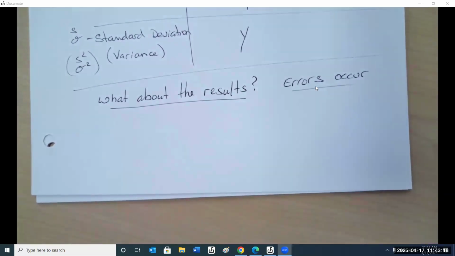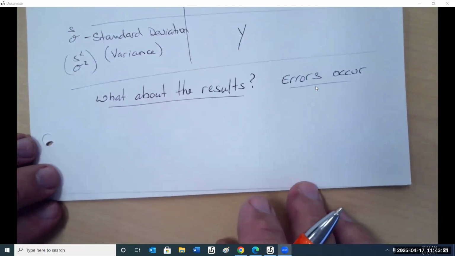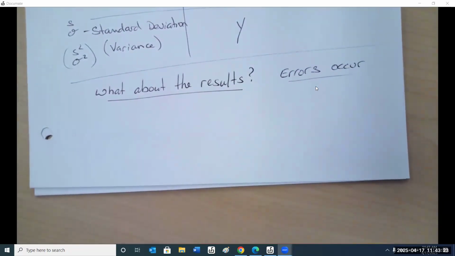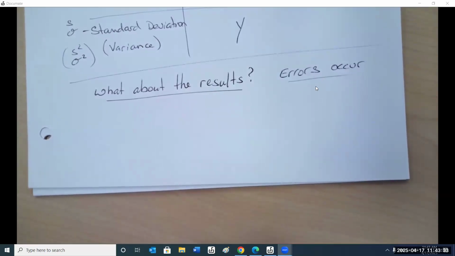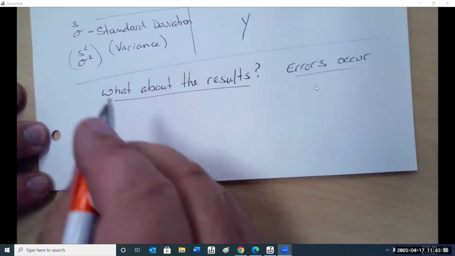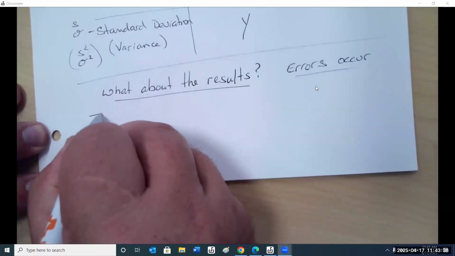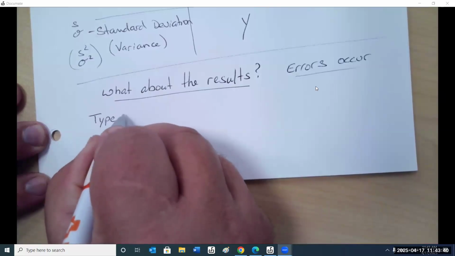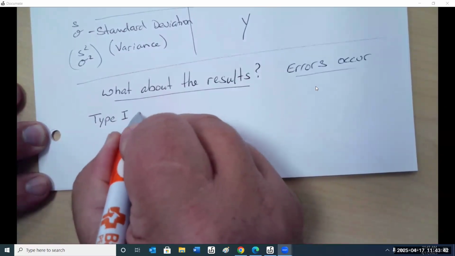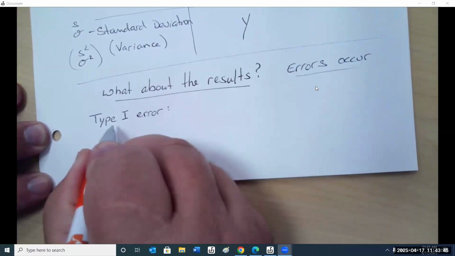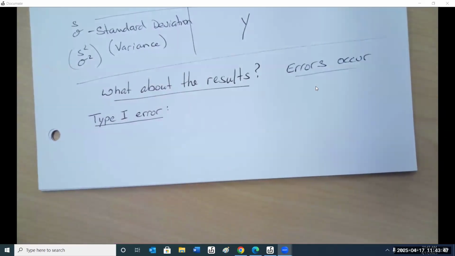Errors occur. And besides human error of just not looking at the numbers correctly, some of these happen. Here's two types of errors. The first one is called a type 1 error. And yes, if you do get this, you have to call it, you have to say, we've discovered we have a type 1 error.